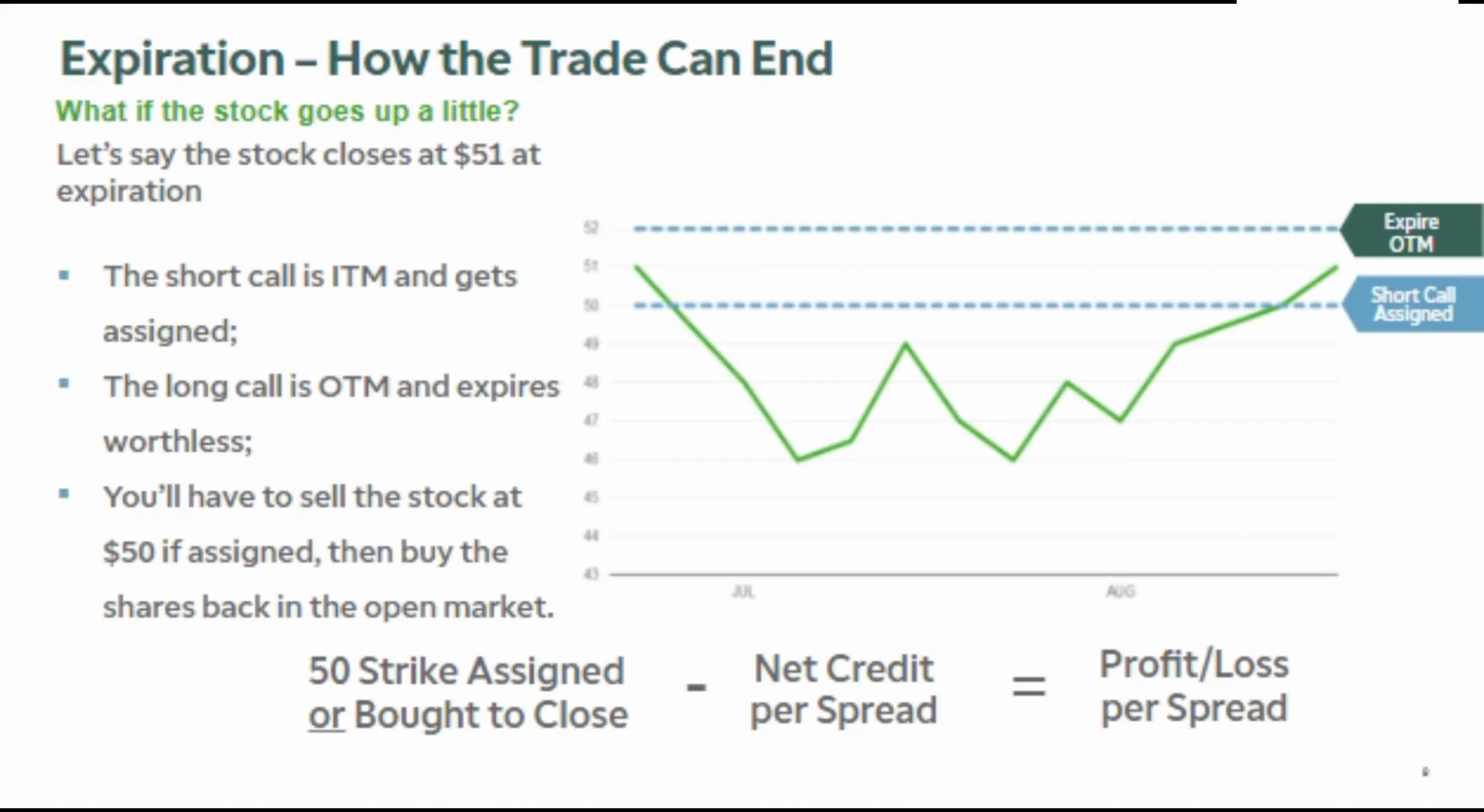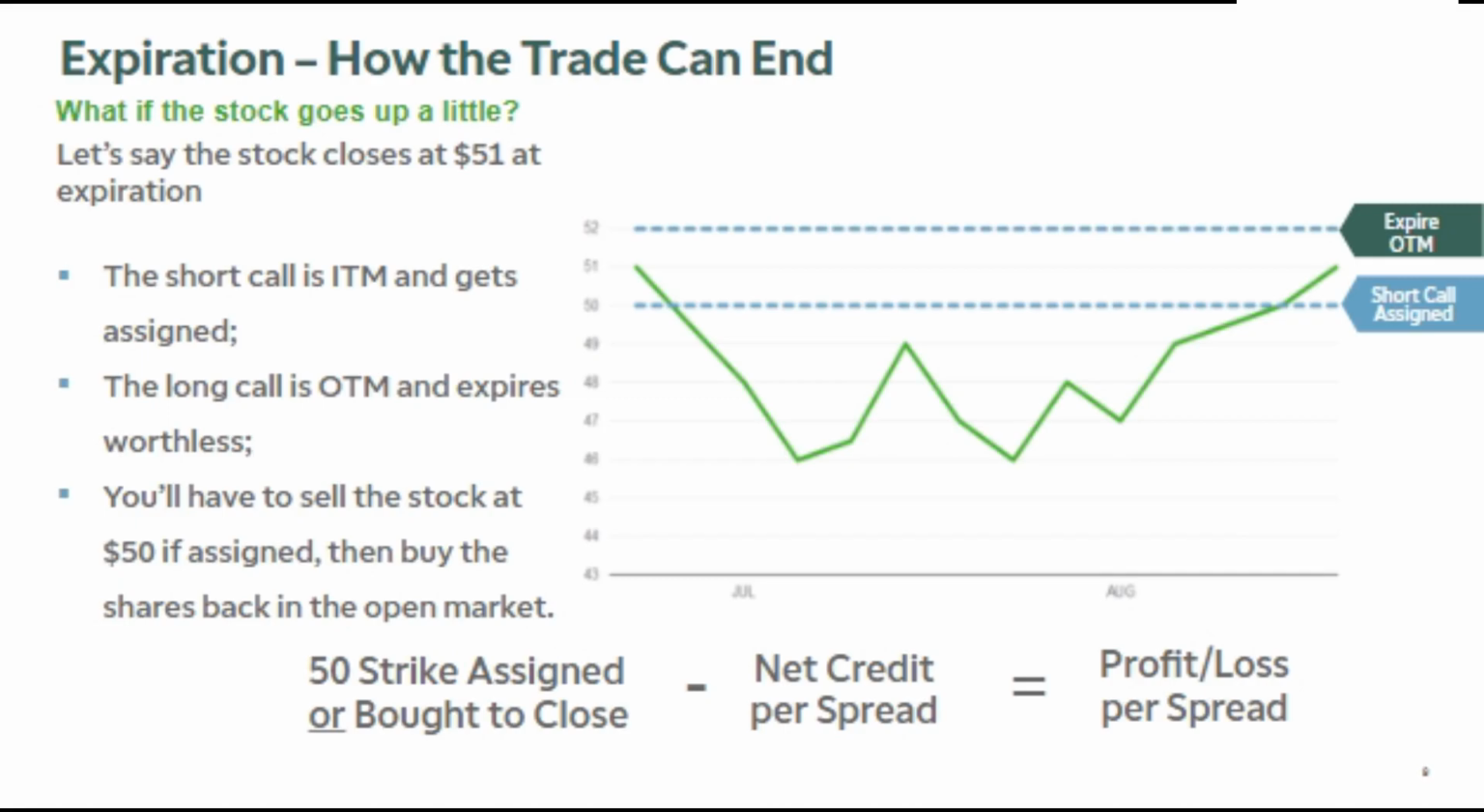So we are now going to be short 100 shares at $50 a share over the weekend. So you're going to have to sell the stock at 50, then you have to buy the shares back in the open market on Monday. Assuming they're still trading at 51, that's going to be a $1 loss.